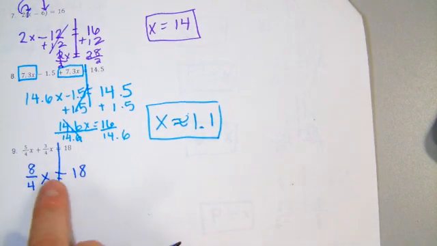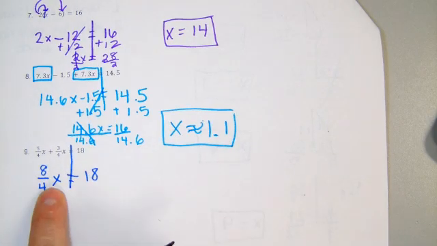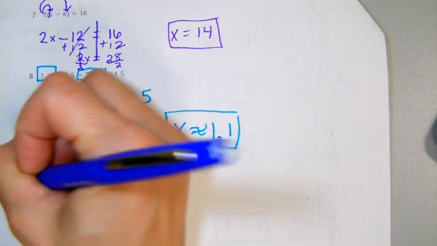All right, now we're already to the last step. There's nothing to add or subtract anymore to undo, but we do have a fraction next to times a variable, so we're going to multiply by the reciprocal, which would be 4/8.